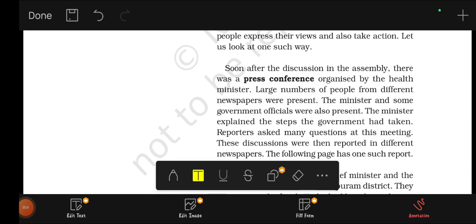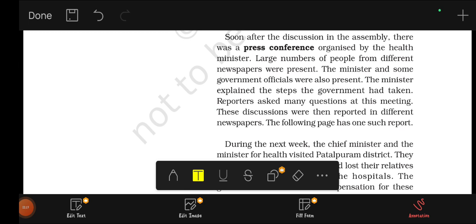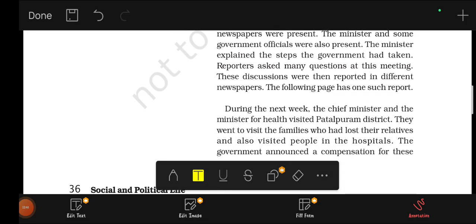For example, soon after the discussion in the assembly, there was a press conference organized by the health minister. A large number of people from different newspapers were present. The minister and some government officials were also present. The minister explained the steps the government has taken. Reporters asked many questions at this meeting. These discussions were then reported in different newspapers.